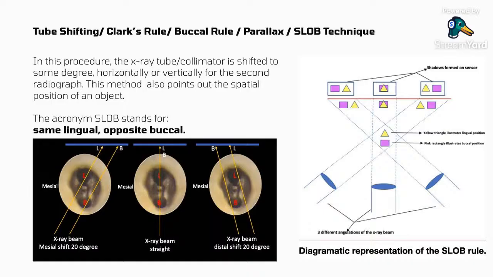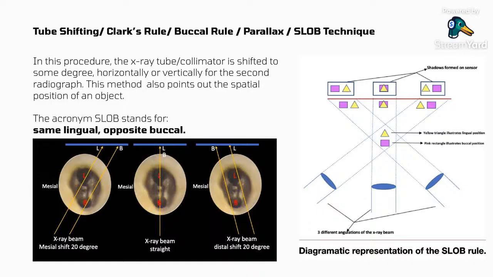Now, sometimes there are limitations like less lingual sulcus depth or a stiff tongue, and it might be difficult to use a film positioner. Okay, you would ideally want to use the film positioner or the sensor holder or the cone indicator, whatever you may want to call it. Okay, and then you would shift the collimator to take the SLOB technique.